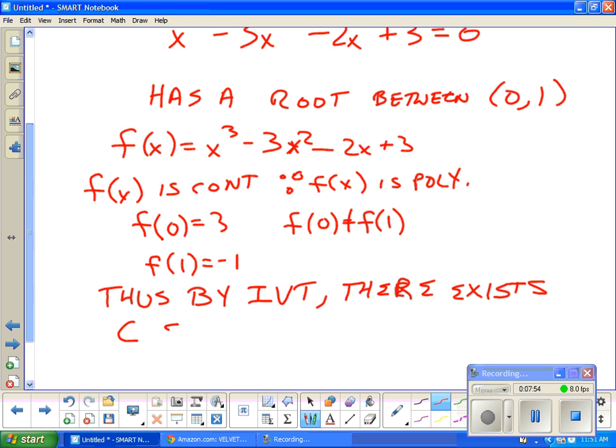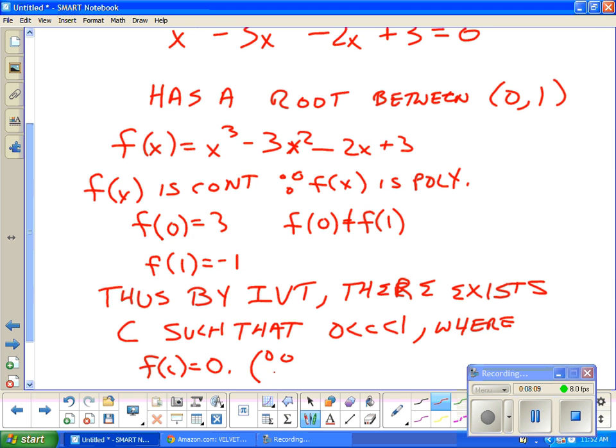There exists a c such that c is between 0 and 1 this time, right? Where f of c equals 0. And maybe I go because f of 0 is less than f of, well, this time it's the other way. f of 0 is greater than f of c is greater than f of 1. It's a decreasing function, you guys agree? It's going downhill. That's IVT. All right.